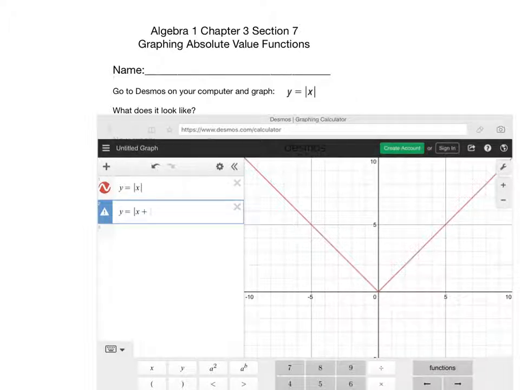Plus 5. Now, what's the difference? What happened here that's different than what happened before? Is that the plus 5 is not where?